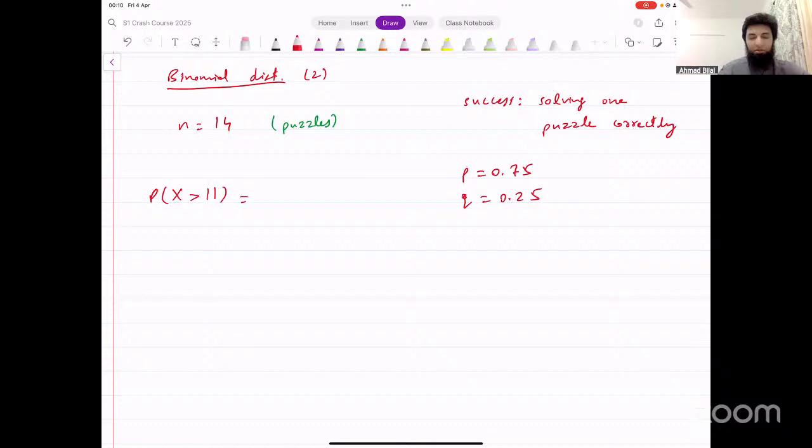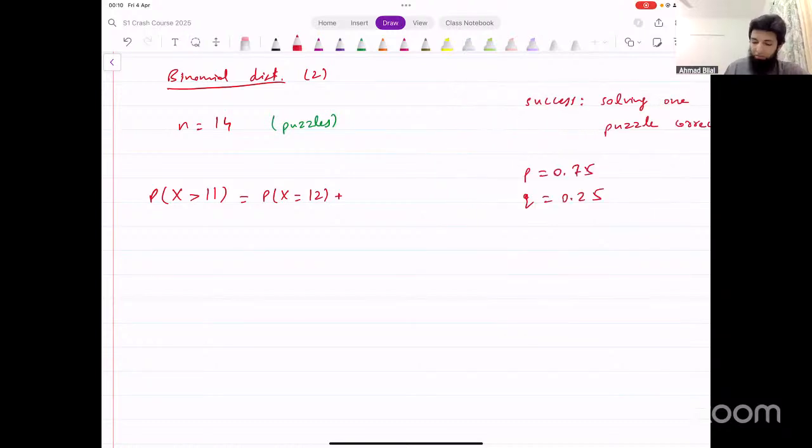What are the possibilities? X can either be equal to 12, or equal to 13, or equal to 14. These are the three possibilities that we've got. We find the probability for each one of these cases separately, and then we add them up together and see what that turns out to be.